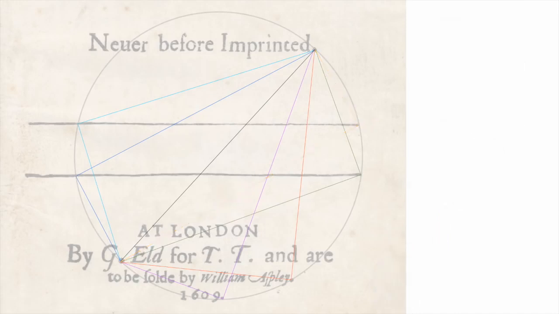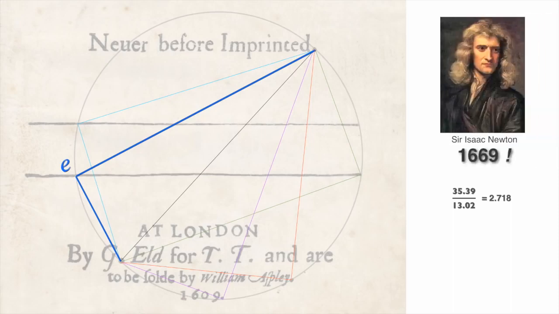But this ratio is known simply as E. Nowhere near as famous as pi, but equally important. Shows up everywhere in higher mathematics. But here's our first mystery. E was not discovered until 60 years after the sonnets were published. Sir Isaac Newton in 1669 found it as he was inventing calculus.